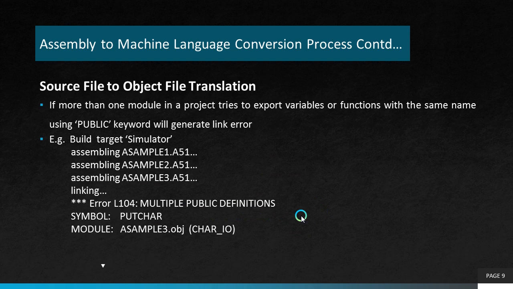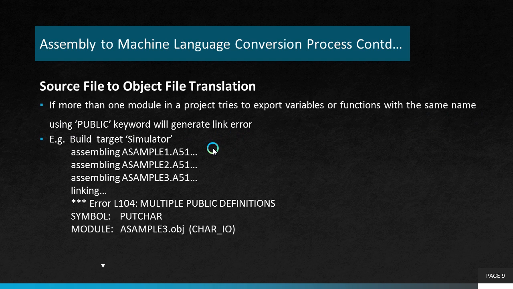Second case is that if more than one module in a project tries to export variables or functions with the same name using the public keyword, it will generate a link error. Let's understand with an example.